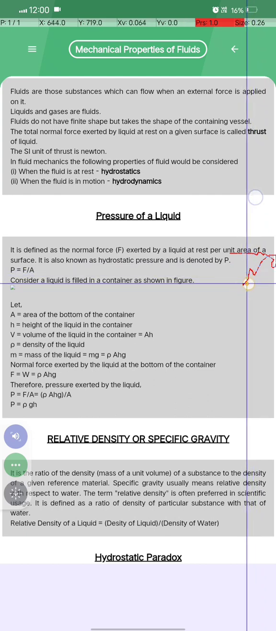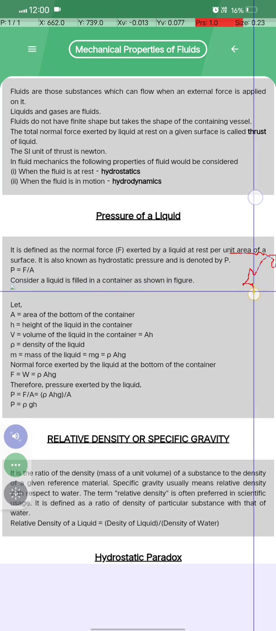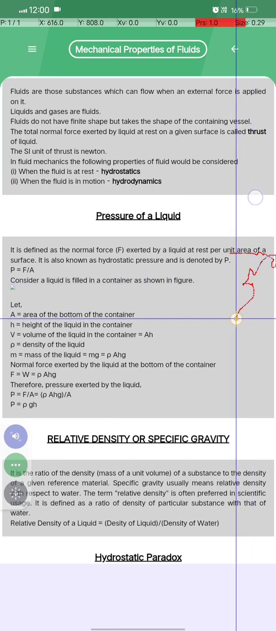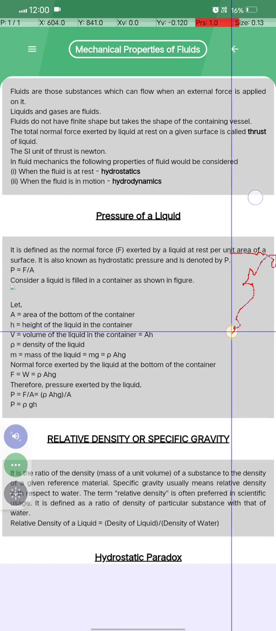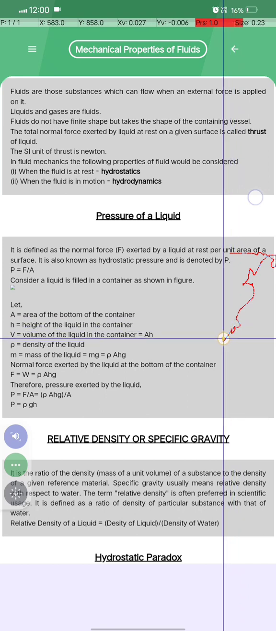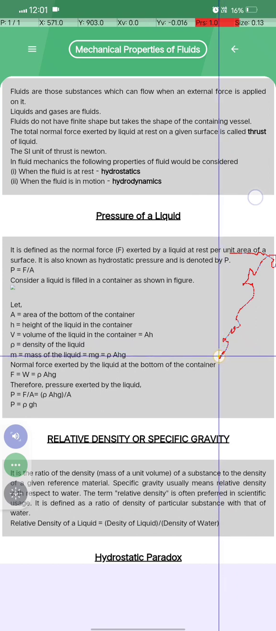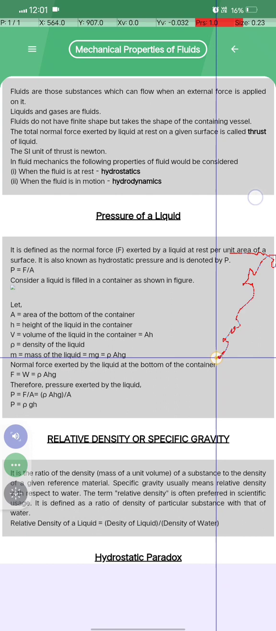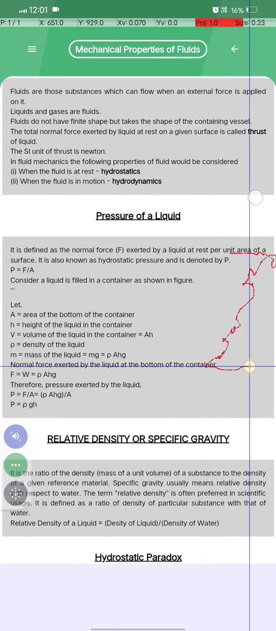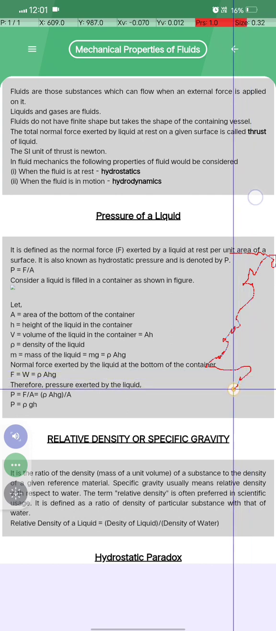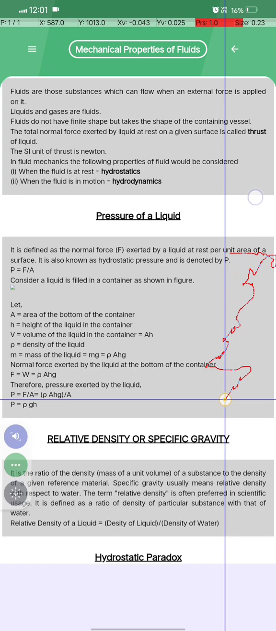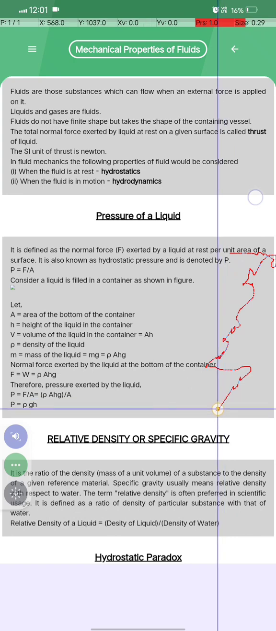Consider a liquid filled in a container as shown in the figure. Let A be the area of the bottom of the container, h the height of the liquid in the container, V the volume of the liquid in the container, ρ the density of the liquid, and m the mass of the liquid, so m = ρV = ρAh, and weight is mg = ρAhg. Normal force exerted by the liquid at the bottom of the container is F = W = ρAhg. Therefore, the pressure exerted by the liquid is P = F/A = ρAhg/A, so P = ρgh.